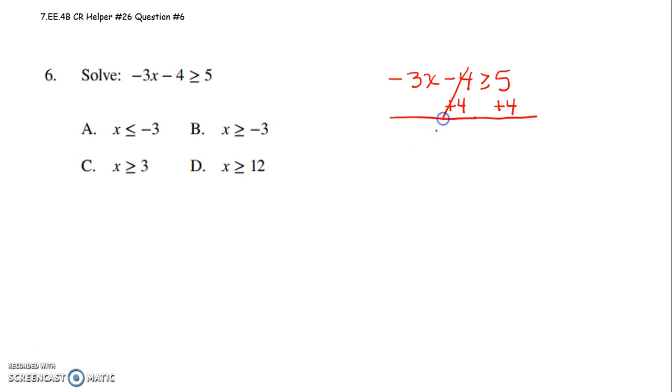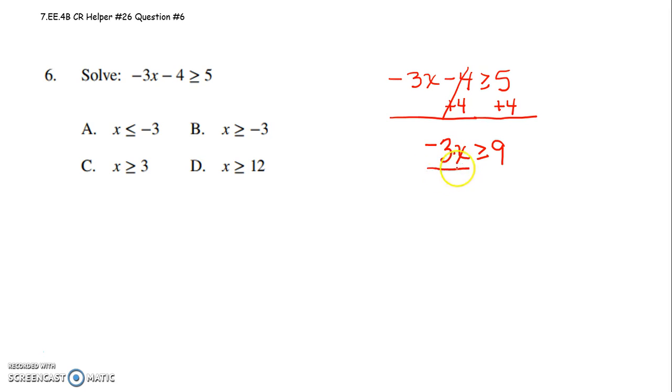Negative 4 plus 4, those zero out. So on the left-hand side of the inequality symbol, I just have negative 3x. Then I have greater than or equal to 5 plus 4 is 9. So now, to get my coefficient of x to be 1, in our very last step, I say I have negative 3 times x. How do I undo that multiplication? I undo that multiplication with division.